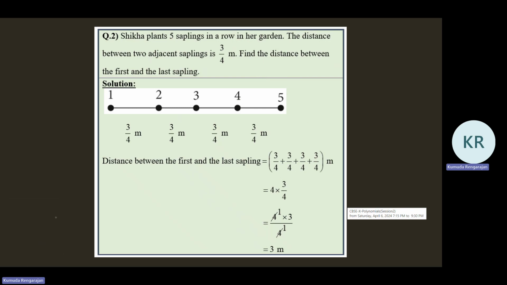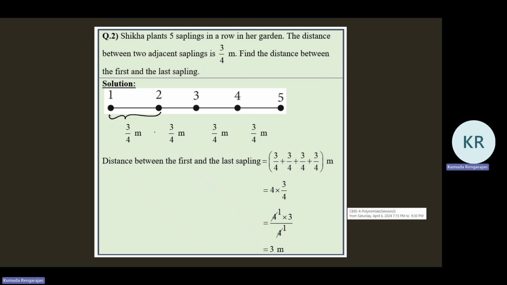Now think of your scale. Your scale is 30 centimeters. So double it, 60 centimeters, and a half of it is 75 centimeters. Your long scale 30 centimeters, once more 30 centimeters and half of it. So that is 75 centimeters. So the distance between two saplings is 75 centimeters or 3 by 4 meters.